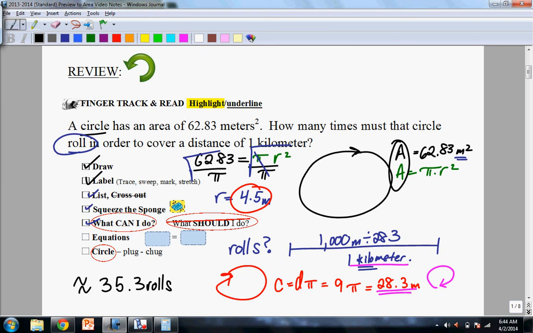Analyze your work compared to mine. See what you did correct. If you did something different, but still got the same answer, great. If you got a different answer, most likely it's because you didn't account for the units.